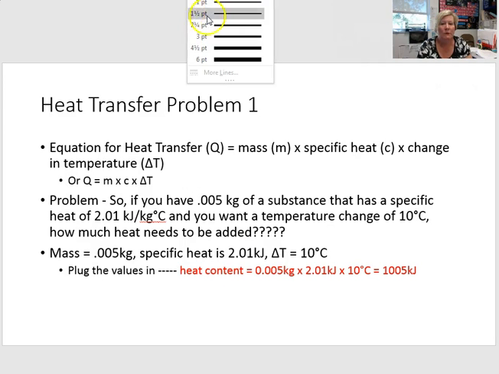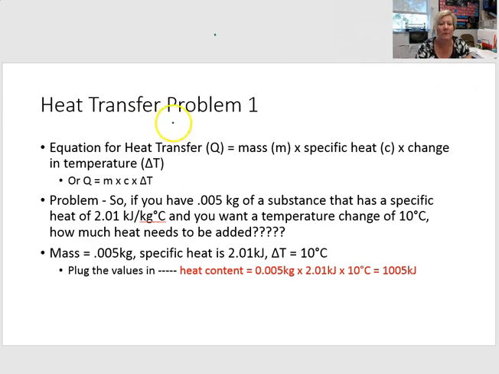Now we're going to do a heat transfer problem. And the equation for heat transfer, and we use the symbol Q for heat transfer, is equal to the mass of the substance that you have times its specific heat, which we can look up in a table in a book, and times delta T, which is simply the change in temperature you're wanting to happen. So we can shorten that formula to Q equals mc delta T.